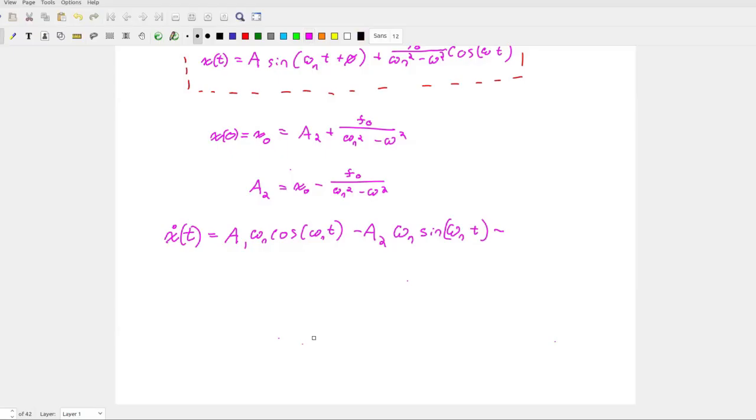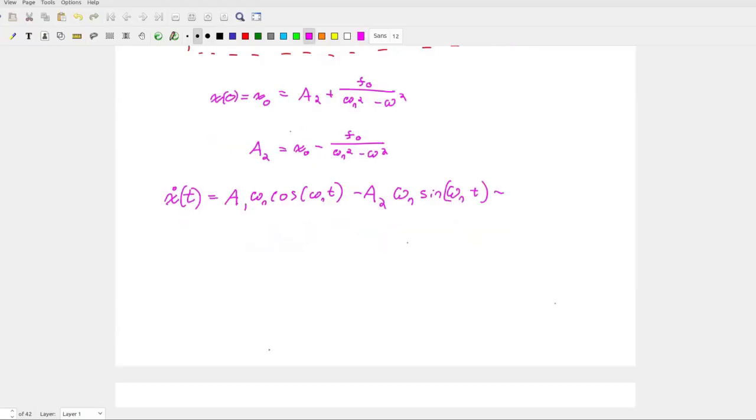minus our x parameter, which we're adding to the solution in this chapter, which is going to be omega, that comes from the sine of omega n t, f naught over omega n squared minus omega squared. Again, the second omega is what we're forcing it at. And then we have sine of omega t.